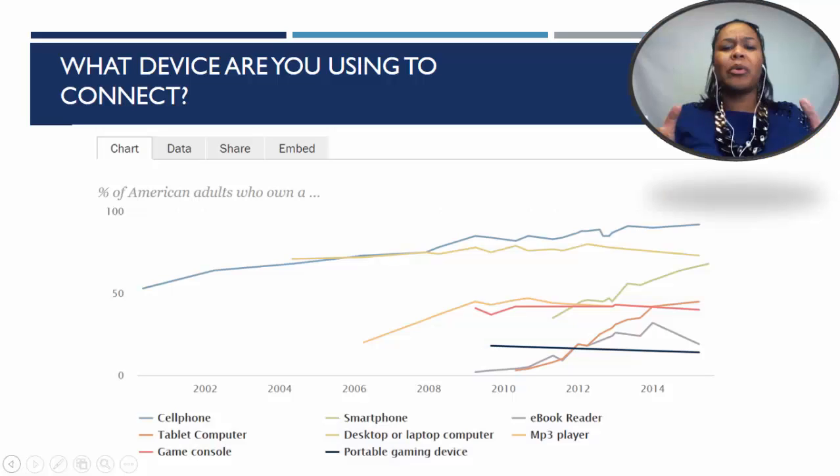The other piece that is very important is what device are students using? And so we are starting to see that many students are following the cell phone usage, right?